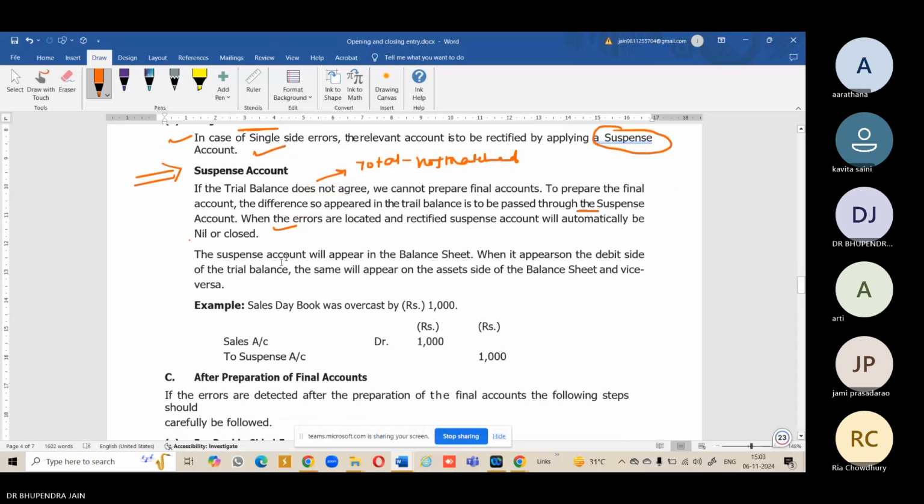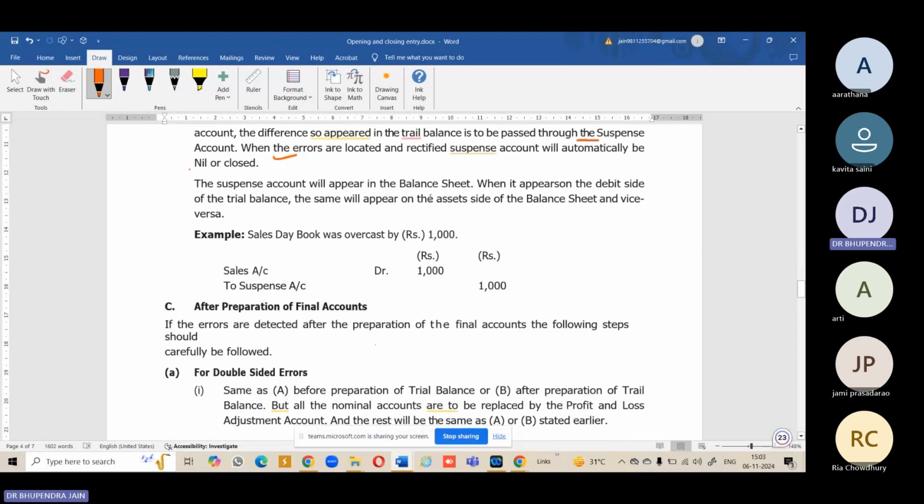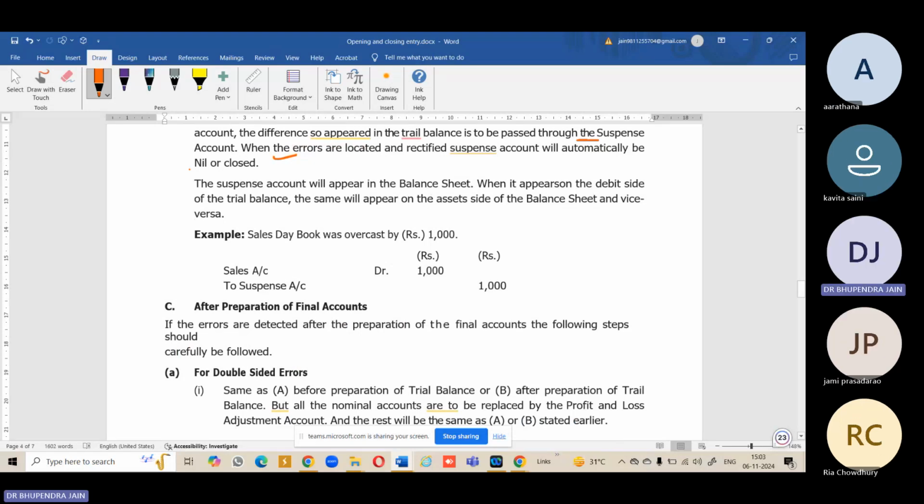Okay. Now the suspense account will appear in the balance sheet. Definitely, because we have not rectified the error at the time of preparation of the balance sheet. So when it appears on the debit side of the trial balance, the same will appear on the asset side and vice versa. Meaning, if the suspense account is shown on the liability side, it will appear on the liability side in the balance sheet, or if the suspense account is created on the debit side, it will be on the asset side of the balance sheet.